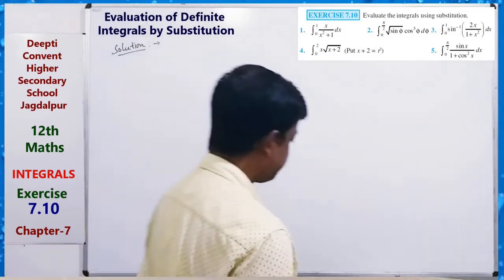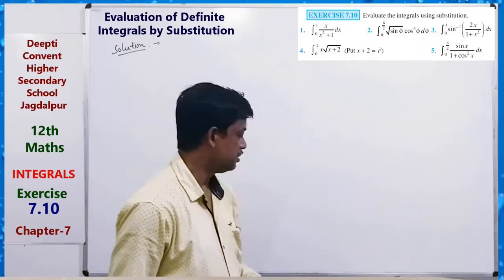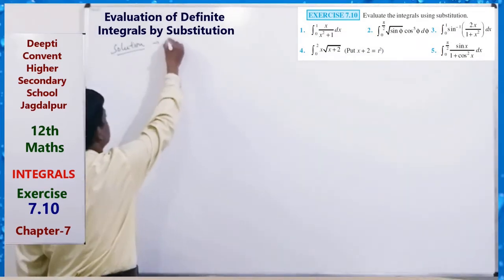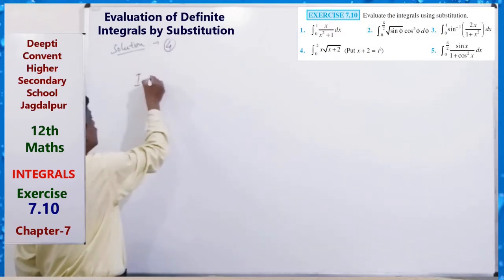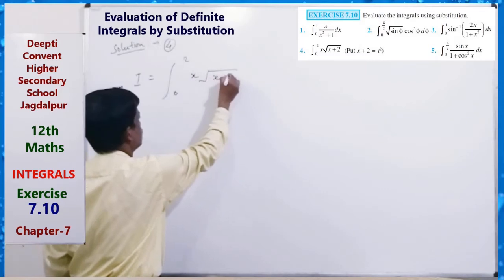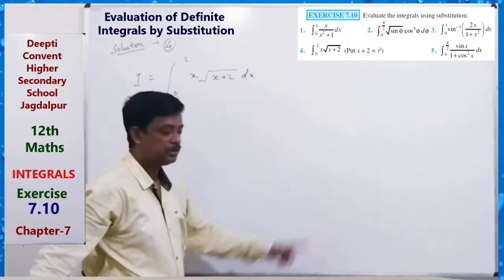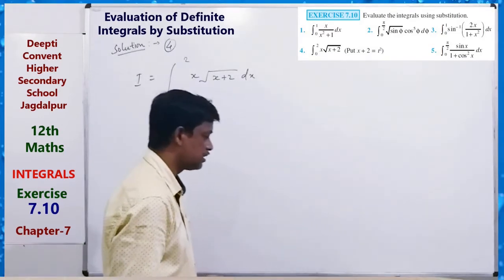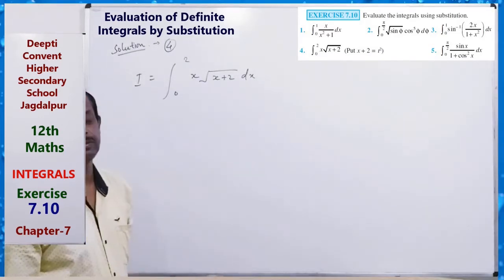Now take question 4, 0 to 2. Question 4: I equals the integral from 0 to 2 of x root x plus 2 dx. This is the question we have to solve.